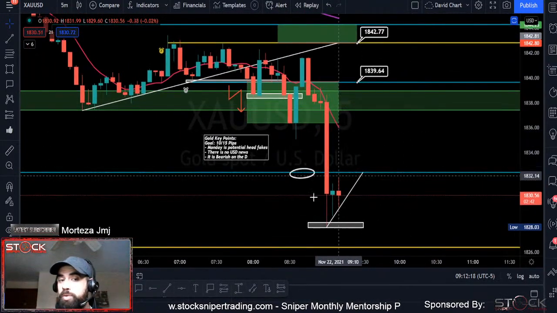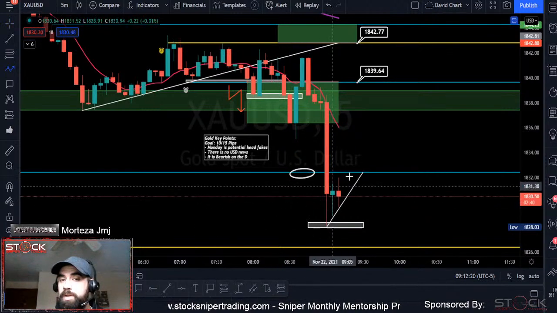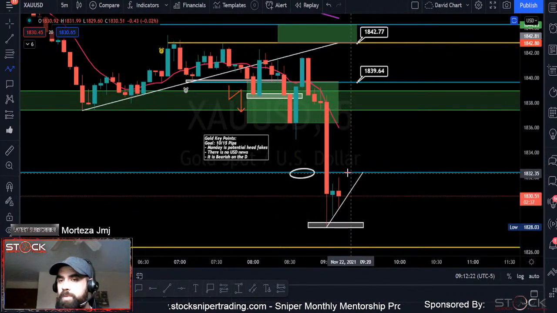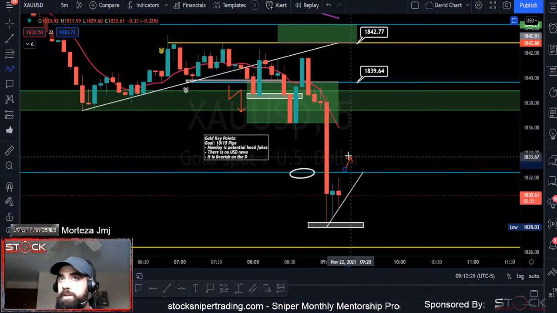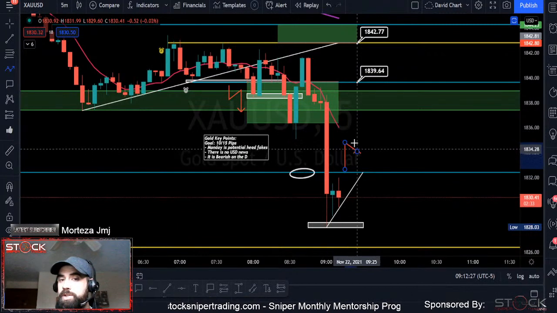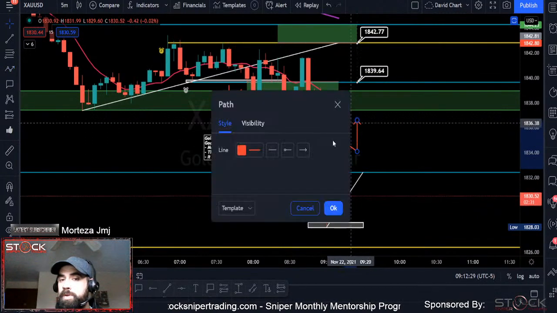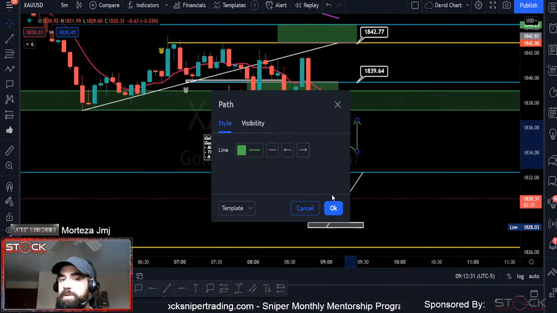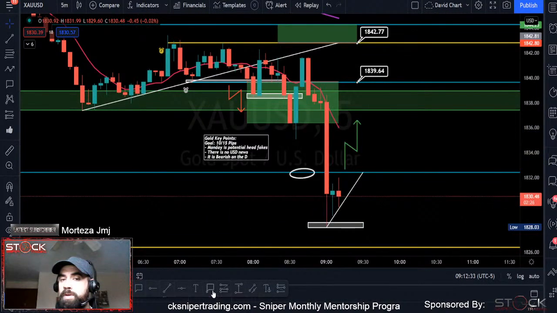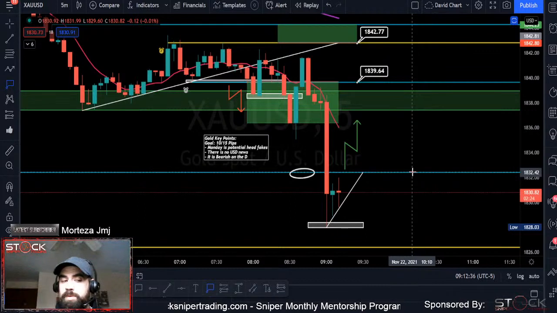All right, but if gold breaks above here, about this area right here, roughly 1832.5, you're looking at maybe a continuation back up. All right, so let's watch and see this overall move right here.